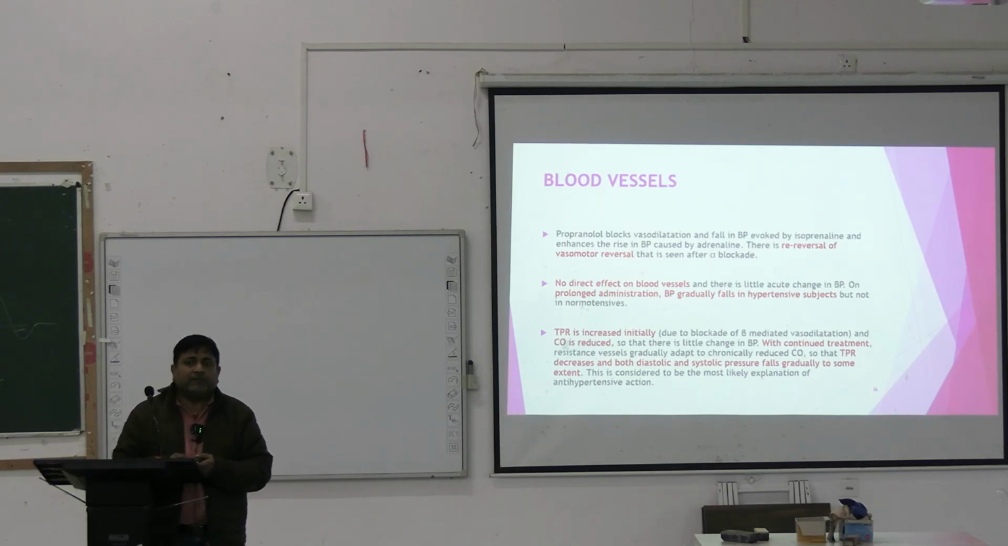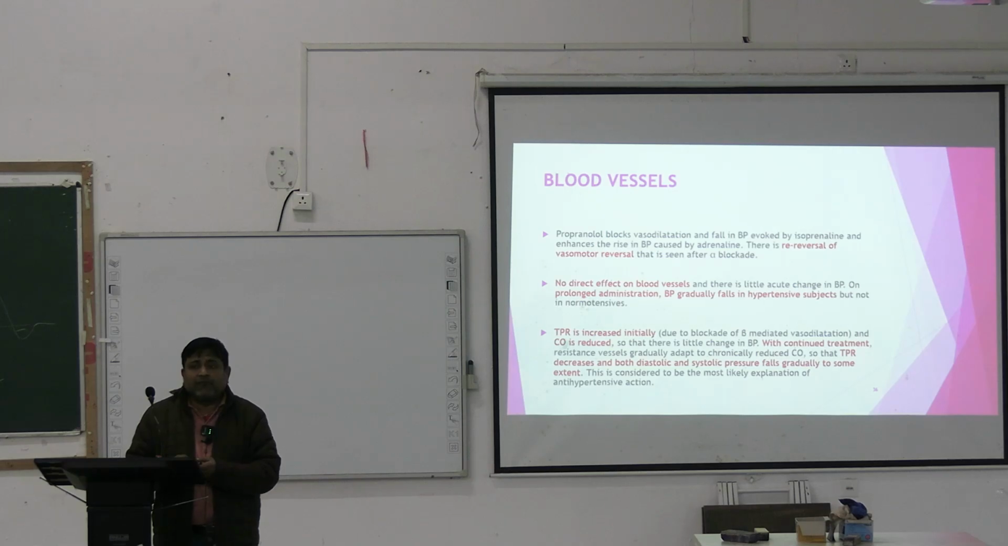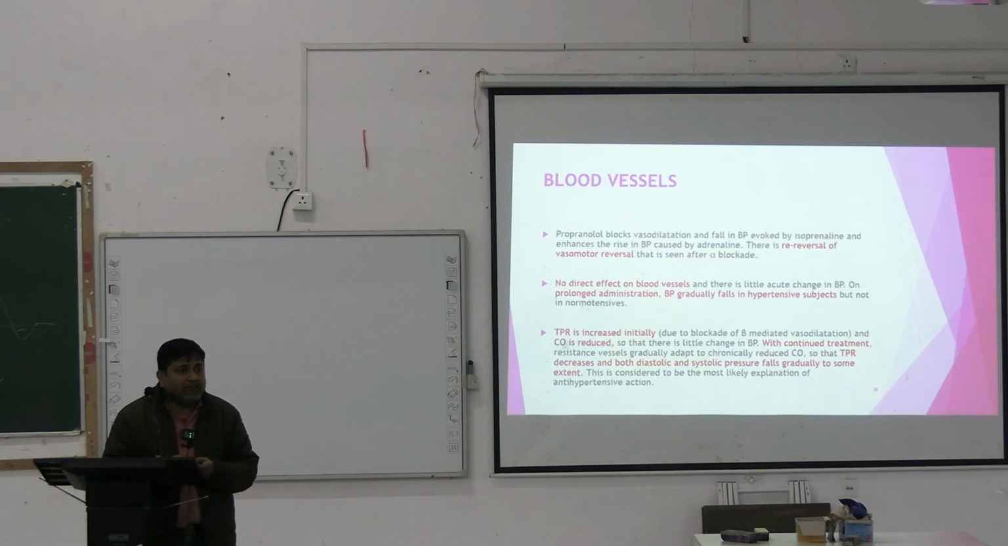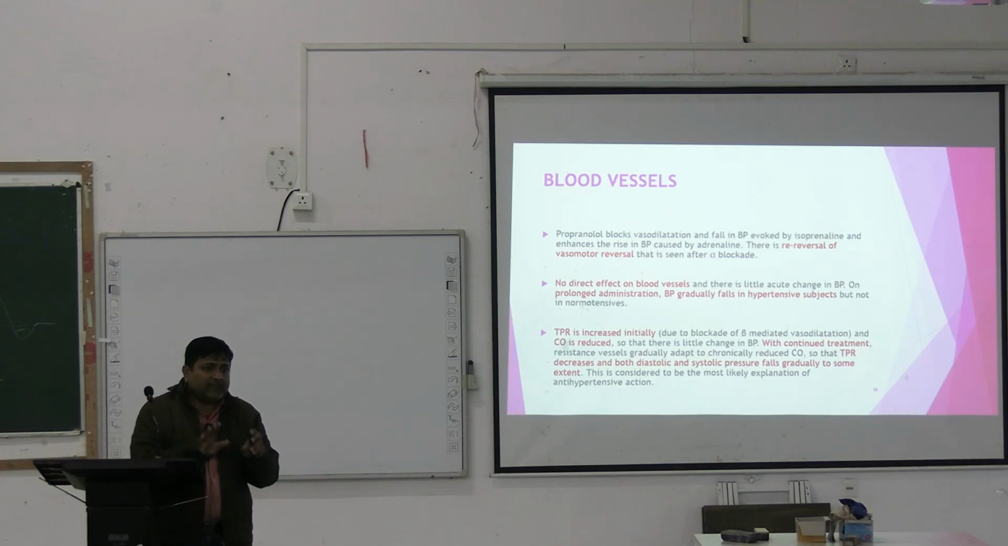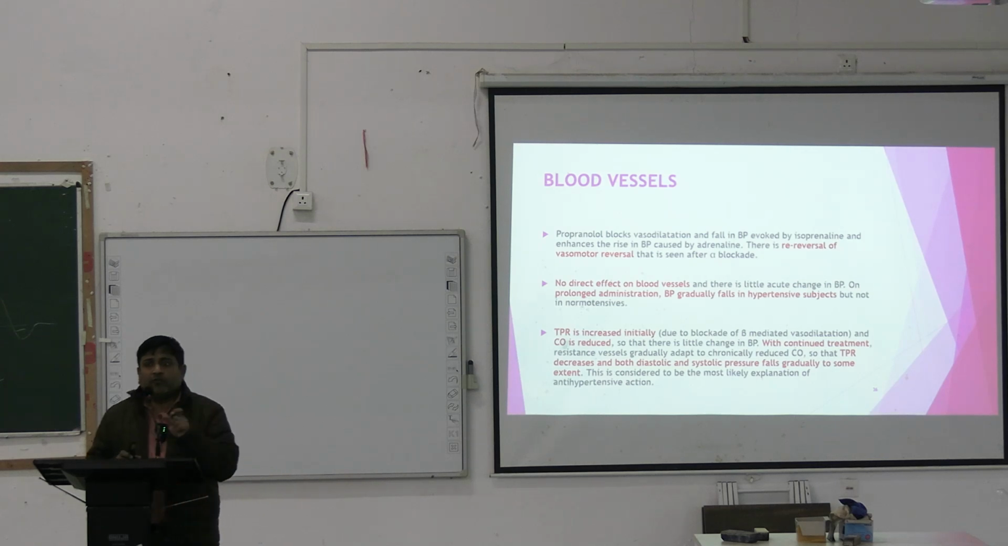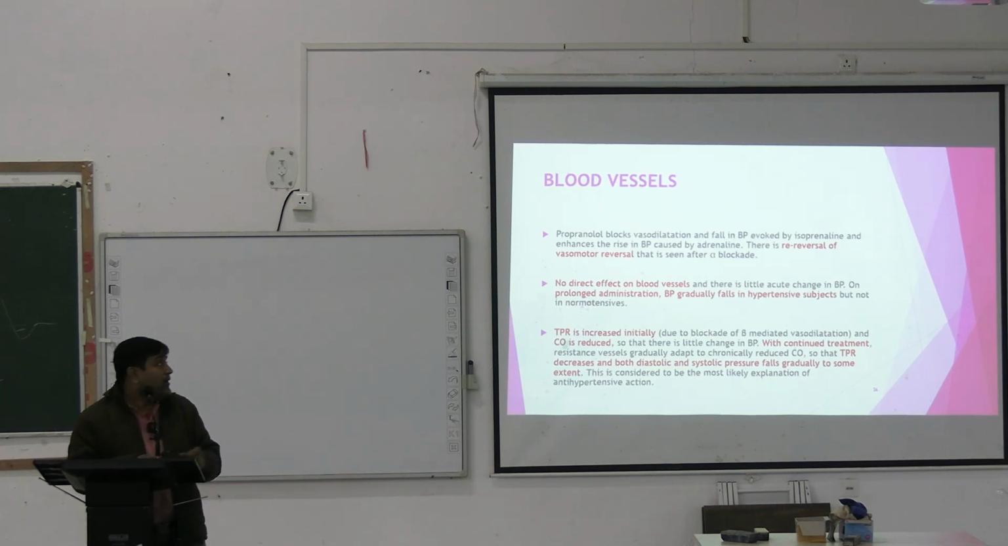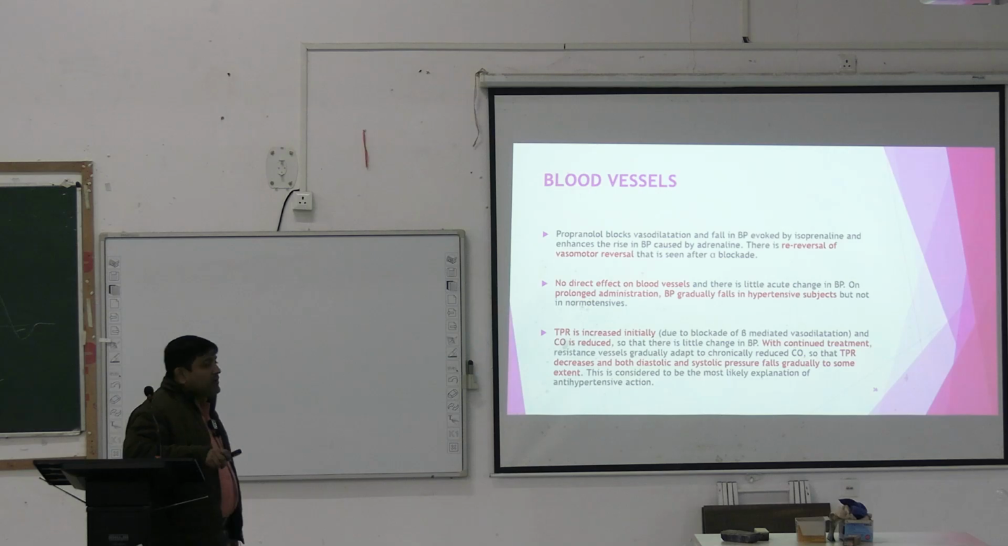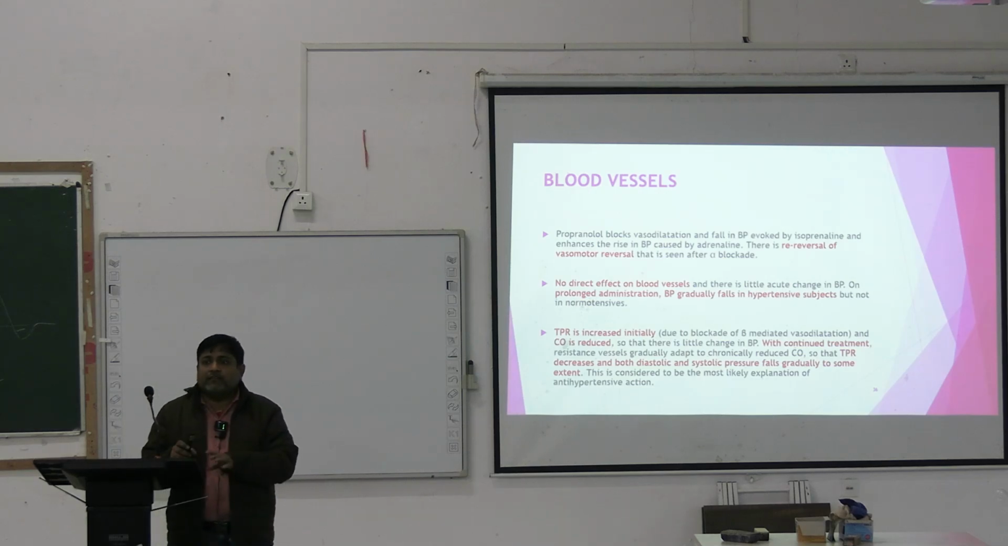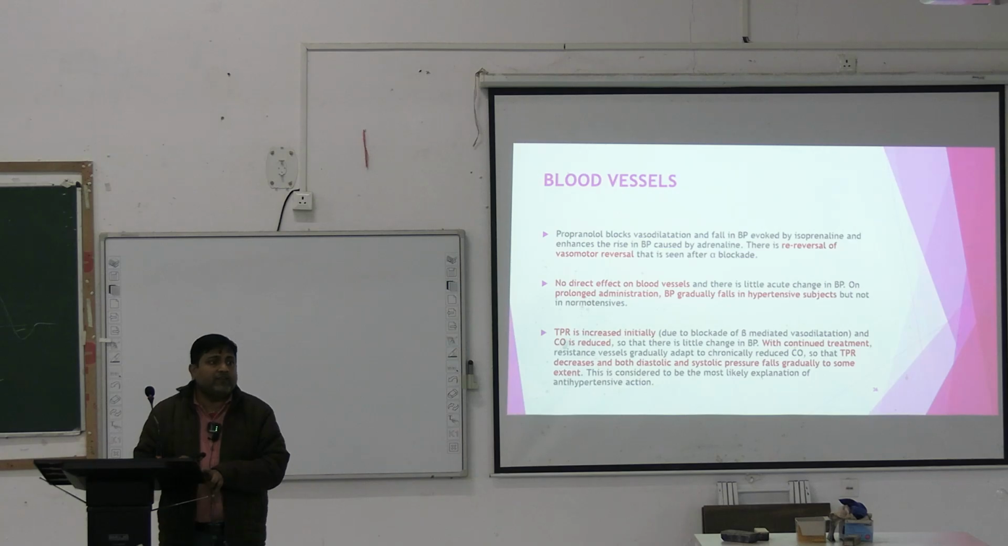Vasomotor reversal of Dale: after giving an alpha blocker, when adrenaline is injected, after some time there is a fall in blood pressure instead of a rise. That is vasomotor reversal of Dale. These are very important questions in exams and practicals. Now, reversal of vasomotor reversal means: here, instead of an alpha blocker, we will give a beta blocker. If we inject adrenaline after the beta blocker, what will happen? Instead of a fall, there will be only a rise in blood pressure, that is reversal.